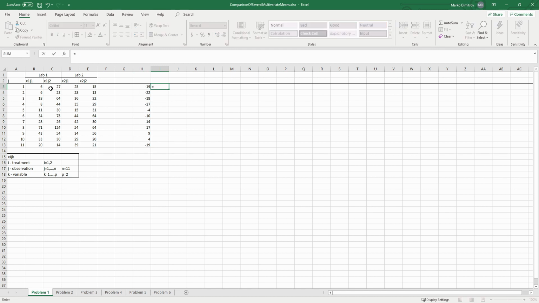Then for the second one. So those are our differences. So this would be d(1) and d(2). Okay, then what we need is our mean vector, so average, and of this one as well. So this is our d bar transposed.